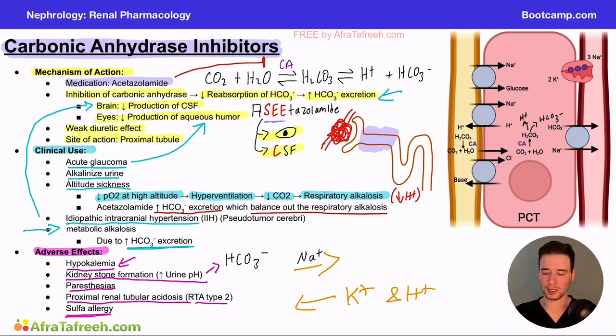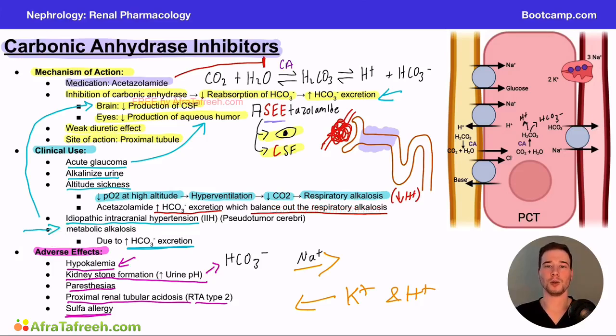Some classic things this is going to be used for include acute glaucoma because of what we talked about earlier, alkalinizing the urine. Altitude sickness is one of the favorite mechanisms they like to test you about on test day, so really understand this portion right here. This can also be used for idiopathic intracranial hypertension and a metabolic alkalosis as well, because we know this is going to decrease our bicarb in the body by increasing our bicarb excretion.